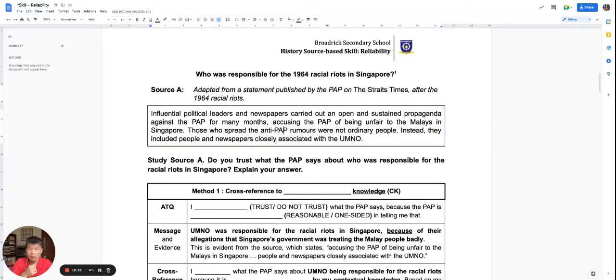So, the PAP on the surface is blaming political leaders and newspapers, right? But in fact, they are blaming newspapers and political leaders who are being influenced by UMNO. As we know, UMNO is the United Malays National Organization. It's the Malayan political party that fights for Malay rights, special Malay privileges in Malaya. And they are wary and suspicious of the PAP's intentions. And this is the year 1964. Singapore has merged into Malaysia. The PAP has a rivalrous relationship with the UMNO leaders in Malaya. And their beliefs about racial politics have caused much disagreement and tension between the two areas.